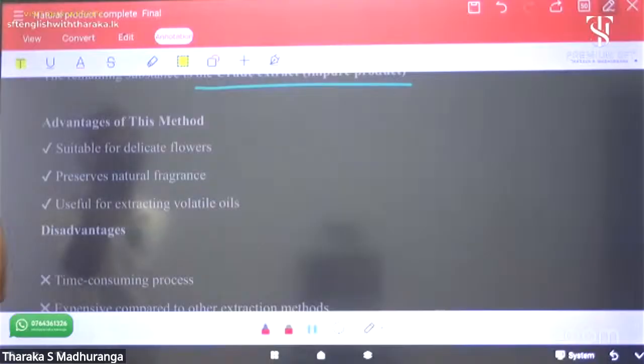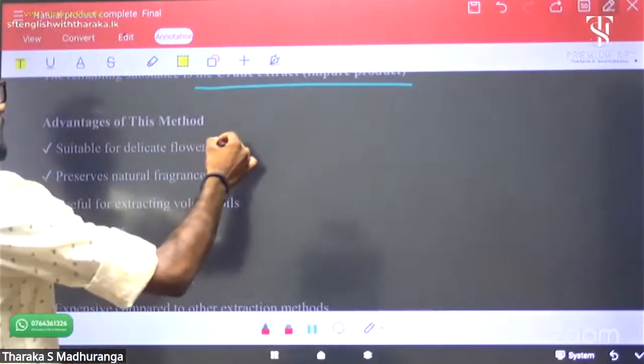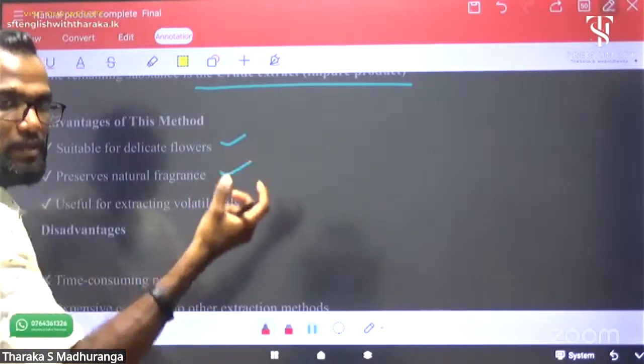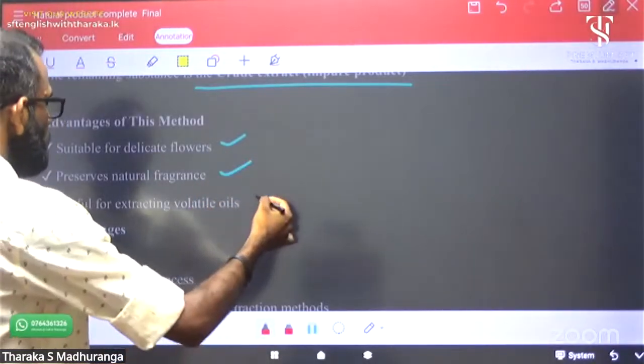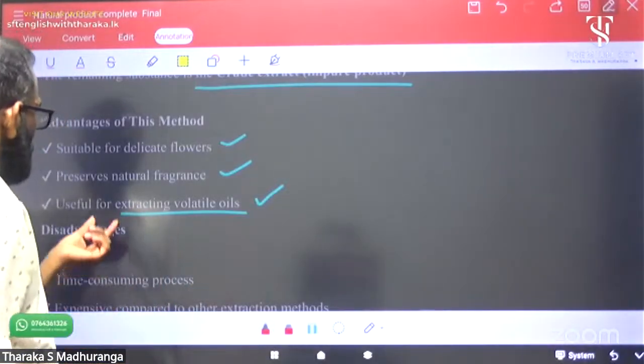Advantages of the pressing with wax method: it is suitable for delicate flowers and preserves natural fragrance, that means natural compounds. It is useful for extracting volatile oils. That's the main advantage. We can extract volatile oil.